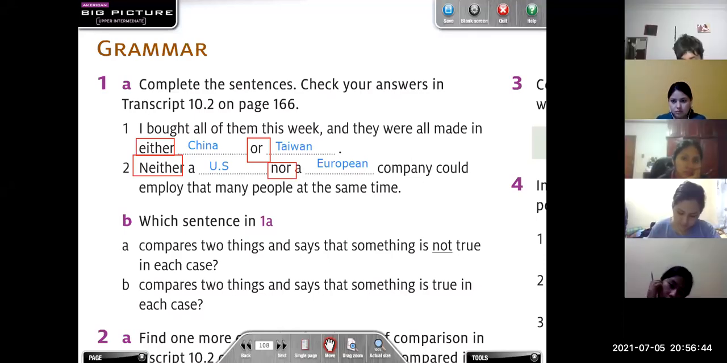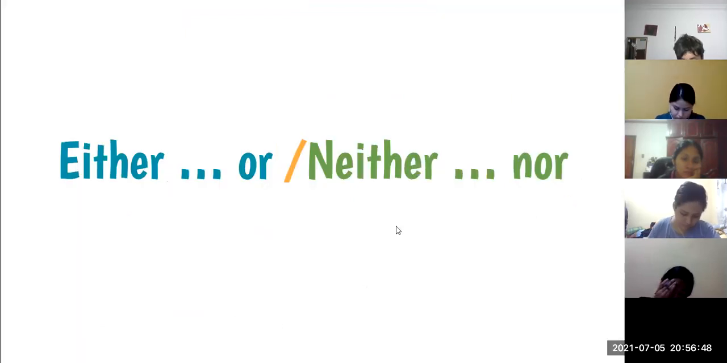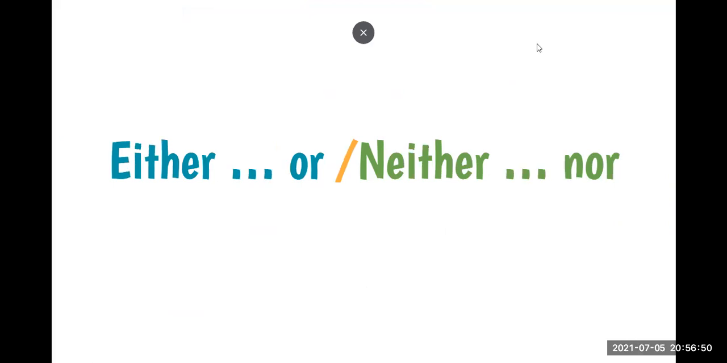So we are going to check the use of either and neither, but using or and nor. Let's see. Here we have some ideas about when to use this. It says one or the other, and the other part says not one and not the other. So these are the two different ideas from neither/nor and either/or.